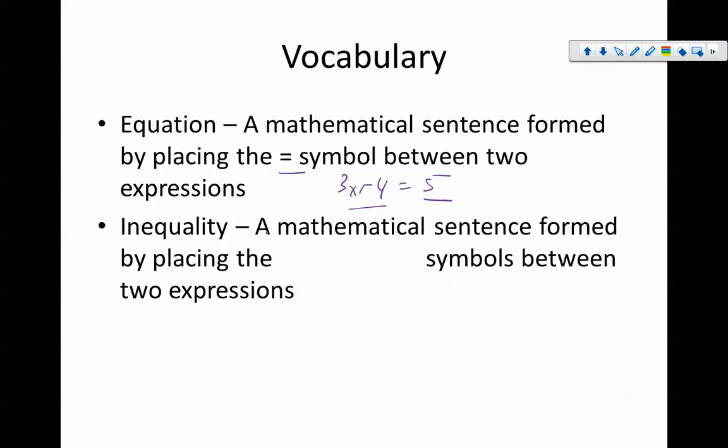An inequality is a mathematical sentence formed by placing the less than, greater than, less than or equal to, or greater than or equal to symbols between the two expressions. Again, these symbols mean that they are not equal to each other, but that same thing that we have above, if I just switch the symbol, it becomes an inequality. 3x plus 4 is less than 5. So what values for x make this a true statement? So equations have equal signs, inequalities have one of these symbols.